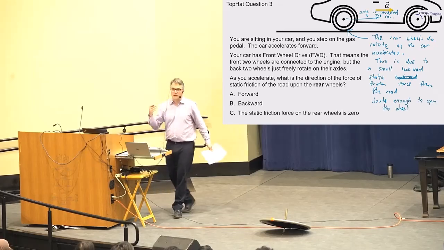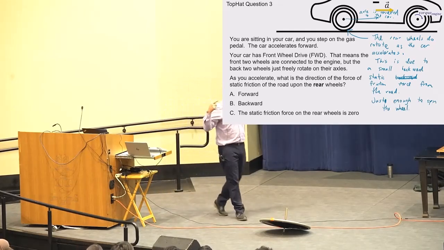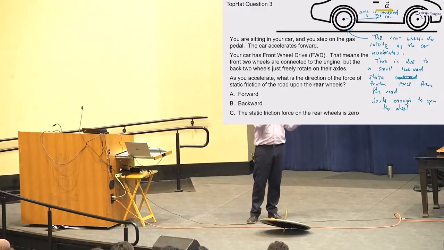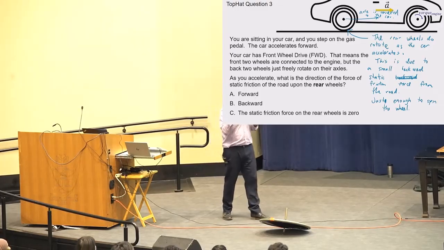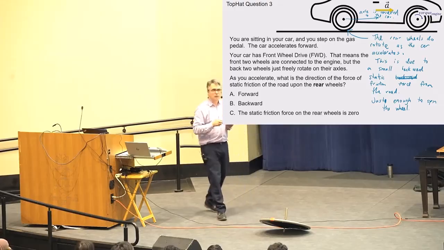So on the front two wheels, there's two very large forward static friction forces, which are propelling the whole car. And on the back two wheels, there's two very small backward static friction forces, which spin those back wheels and let them not screech along.